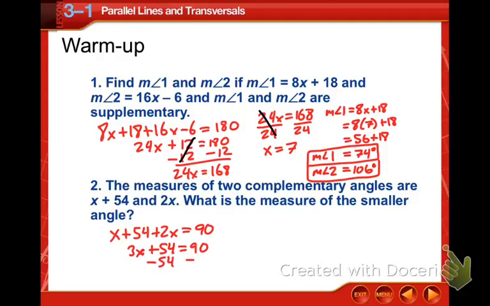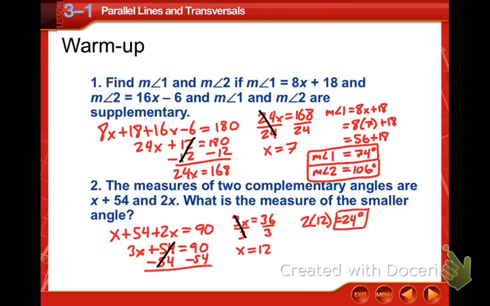Going to subtract 54 from both sides. So 3x is equal to 90 minus 54, which is 36. And then we divide by 3, and x is 12. So now we just need to plug that into the smaller one. And there's two options here. We can plug it in at 12 plus 54, or just multiply it times 2. We're looking for the smallest one. So 2 times 12 is 24, and 24 is less than half of the entire 90 degrees, so that is our smaller angle, 24 degrees.